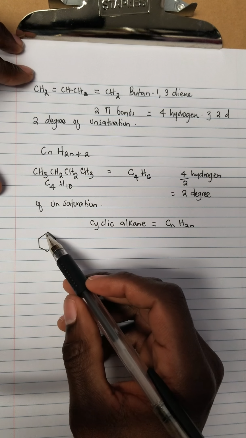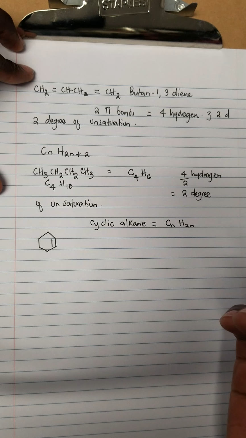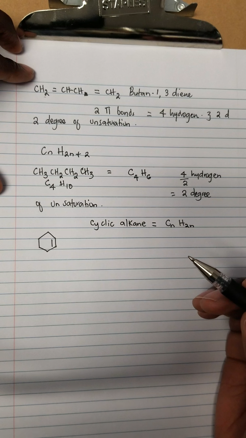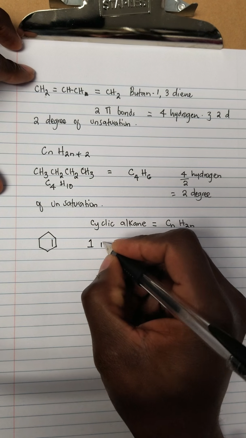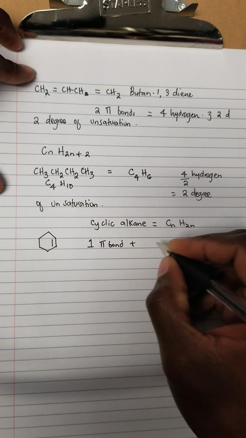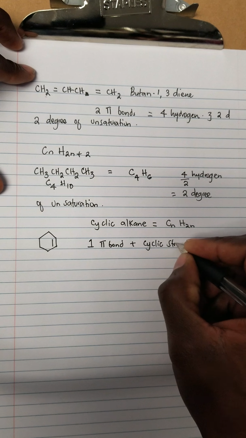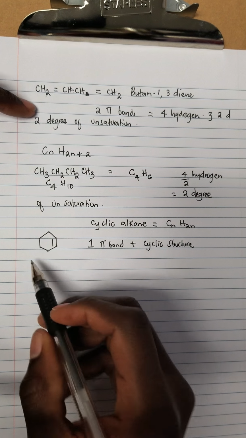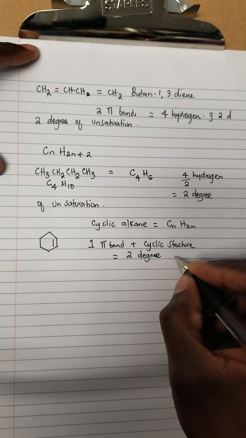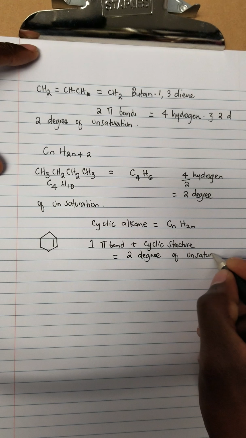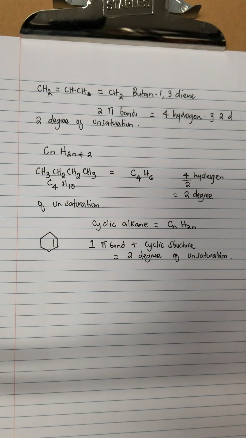Now, this structure, cyclohexane alone has 1 degree of unsaturation. Now we have a pi bond within it. So 1 pi bond plus the cyclic structure of cyclohexane gives us a 2 degree of unsaturation. So now we've seen how presence of a cyclic structure with a double bond or a pi bond increases the degree of unsaturation of a given compound.